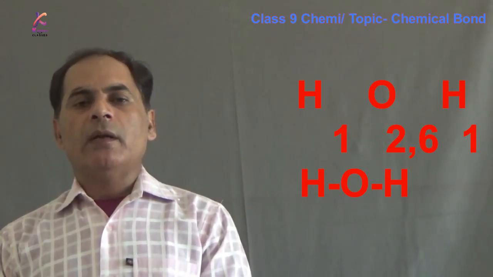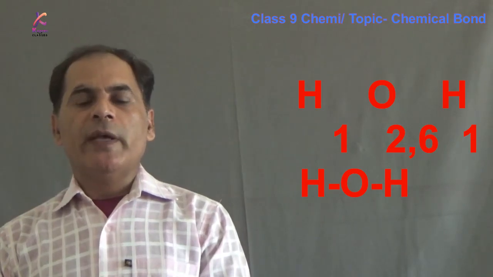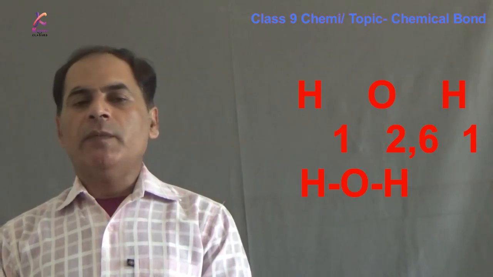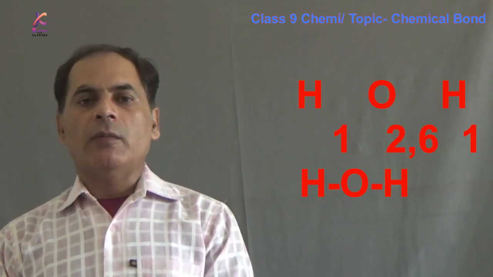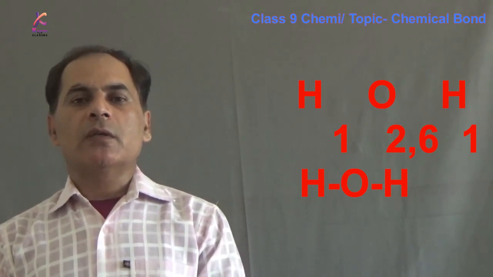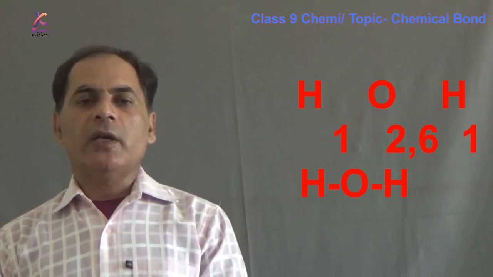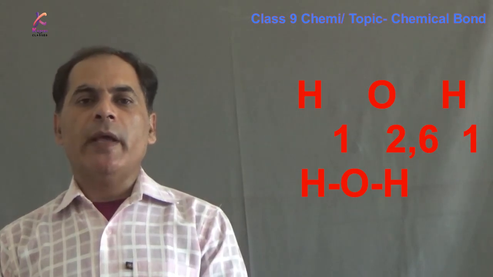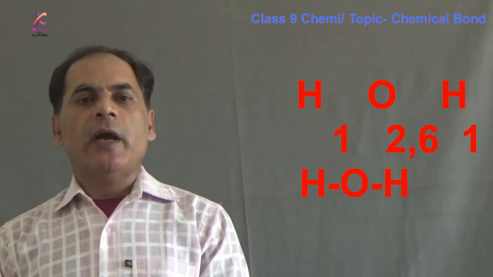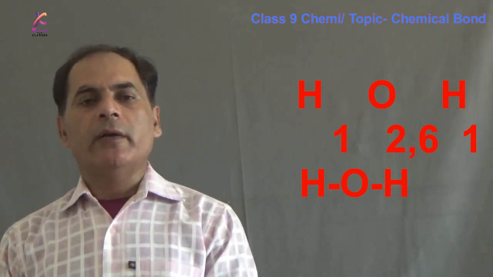Second, we will discuss the formation of the H2O molecule. In the oxygen atom there are 6 electrons in the outermost shell. We can see in the diagram 2, 6. 6 electrons are there in the last shell, or the valence shell. Hydrogen atom has 1 electron. In H2O, there are 2 hydrogens. Each hydrogen atom has 1 electron in the outermost shell.